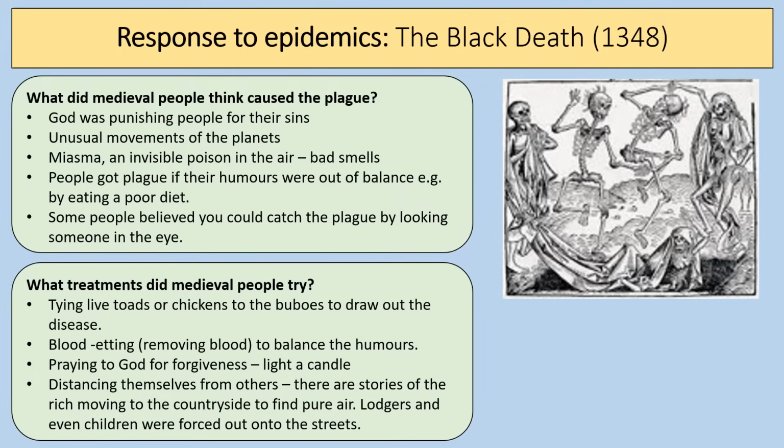So people tried lots of different treatments, tying live toads or chickens to the buboes to draw out the disease. There were lots and lots of different remedies that were tried in lots of different local areas and lots of different sources that tell us about that. Bloodletting, removing blood to balance the humours, praying to God for forgiveness, perhaps lighting a candle, or indeed distancing themselves from others. There's stories of the rich moving to the countryside to find pure air, lodgers and even children being forced out onto the streets by householders.